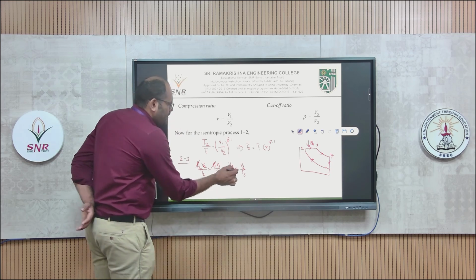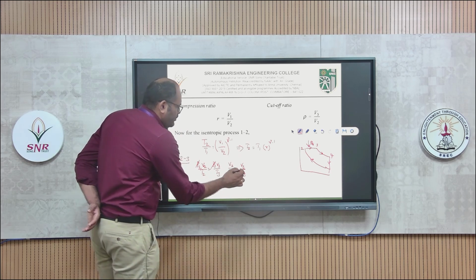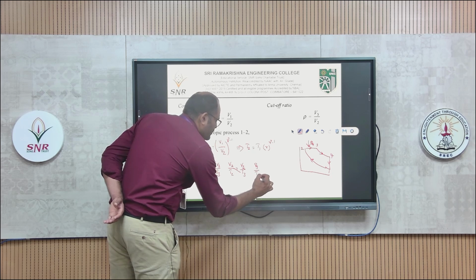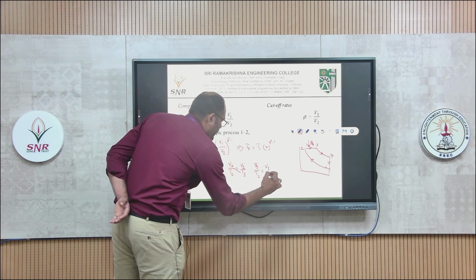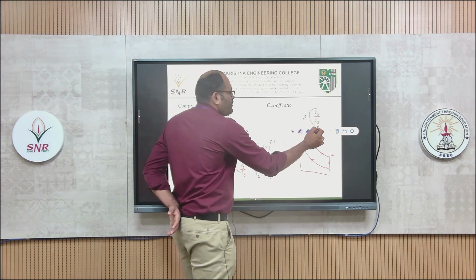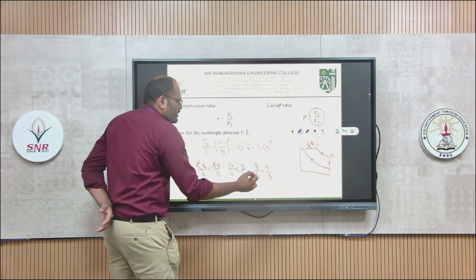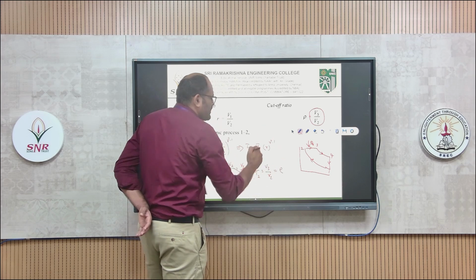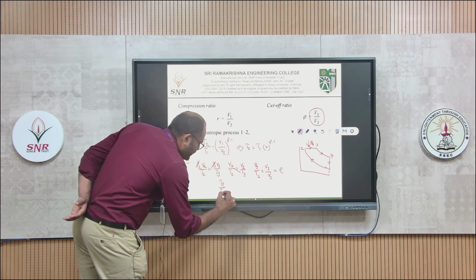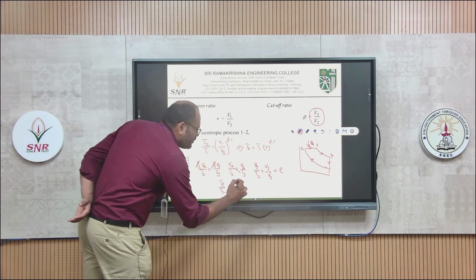So I simply bring this T3 to this side and V2 to this side. So T3 by T2 is equal to V3 by V2. Then we know what V3 by V2 is: it is rho, that is the cutoff ratio. So T3 by T2 is equal to rho.